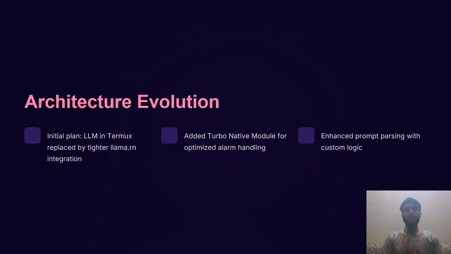Architecture evolution. The changes we have made in the architecture that we used before in the first milestone: firstly we thought to use the Termux approach, like using Termux for running Llama, but we replaced it with tighter llama.rn integration. We have also enhanced prompt parsing with custom logic, like we have enhanced the system prompt for the model to understand the prompt correctly, query correctly, and act accordingly in an efficient manner.